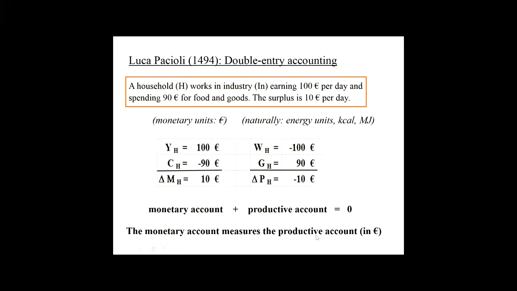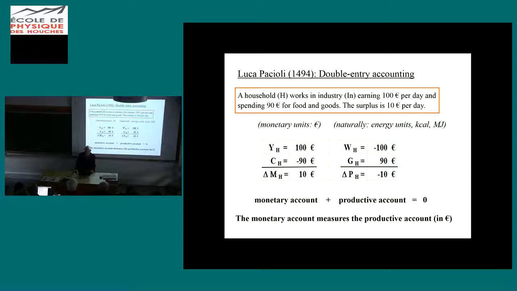Now we want to do real accounting, and we go back now into economics to Luca Pacioli, who in 1494 wrote a book on mathematics, including double entry accounting. And looking at the same example again, he says, there is, of course, a monetary account with income and costs, but there's always a second account that matches this account. And these both add to zero. There is a productive account, because if the family earns 100 per day, they invest 100 euro in labor, in work. And if they spend 90 euros, they obtain 90 euros worth in goods. So these two accounts, the monetary account and the productive account, always must add to zero. And that's what they do. And the monetary account measures the productive account in euro.